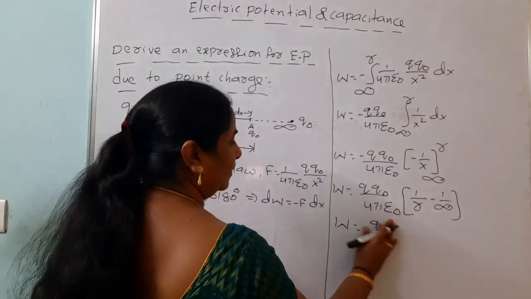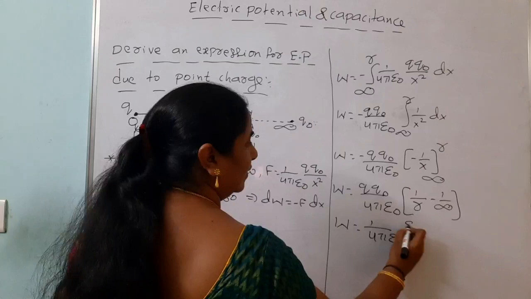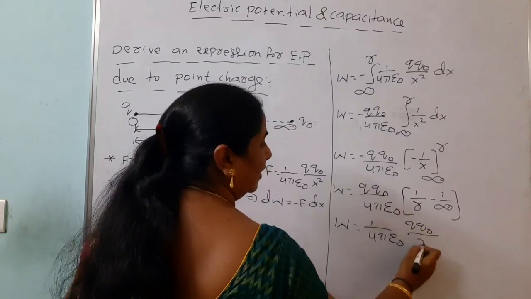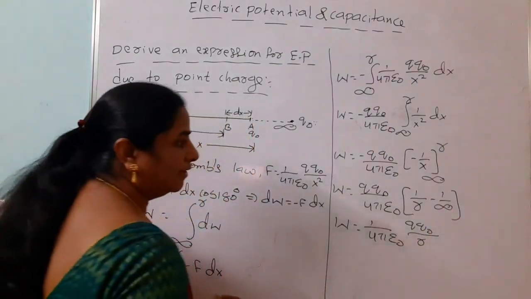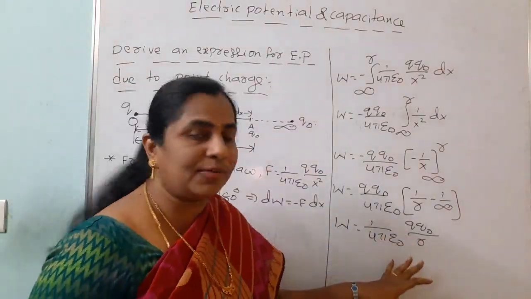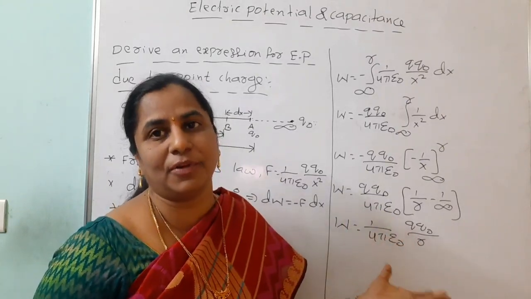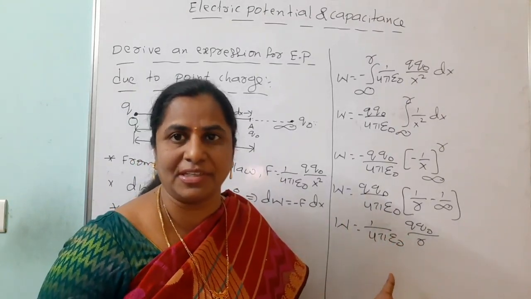Otherwise we are writing 1 by 4 pi epsilon naught q naught by r. Why are we not writing 1 by infinity? That value is 0. But many people are confused. Here we got the expression for how much work is there, but we want the potential. What is the relation between potential and work?